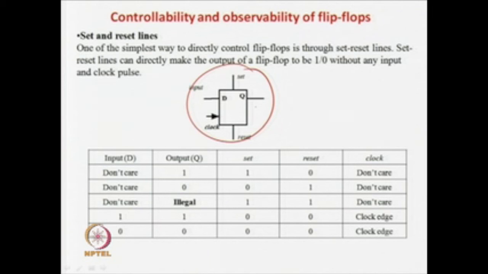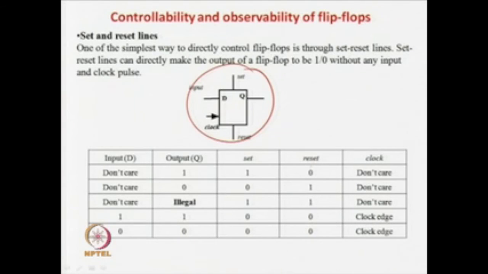So, what is the truth table of the D flip flop? If I make reset equal to 0 and set equal to 1, then you are going to set your flip flop. So, what is the idea? The input you do not care about at that time because you are directly controlling the flip flop using set and reset, and the clock is also not required; you will directly get the output Q as 1.